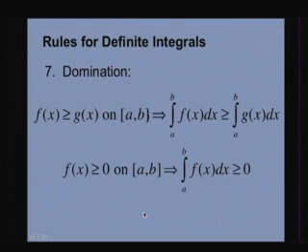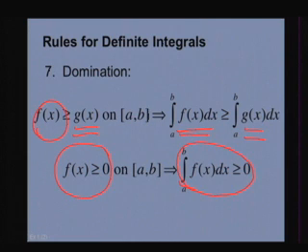And finally, the domination property tells us that if we have two functions and one of them is bigger than the other, then when you take their integrals, the same one is still bigger than the other one. And if you have a function which is positive, then you will get an integral which is positive.